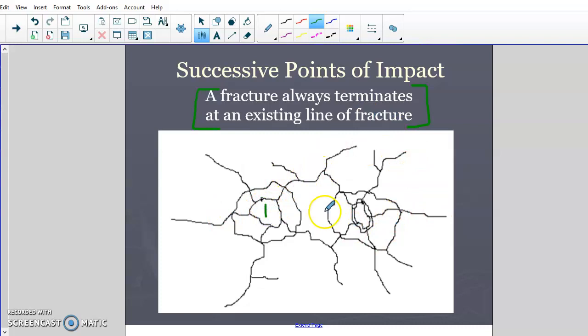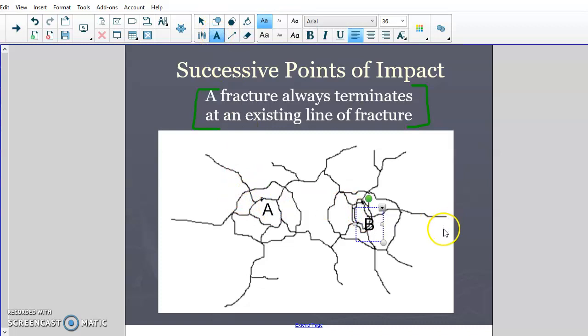So if this was shot A and this was shot B over here. Oh my goodness, sorry. Let me try that again. Let's do it a different way here. So if this was shot A and this was shot B, right here, we can tell that shot A came first before shot B, and here's how we can tell.